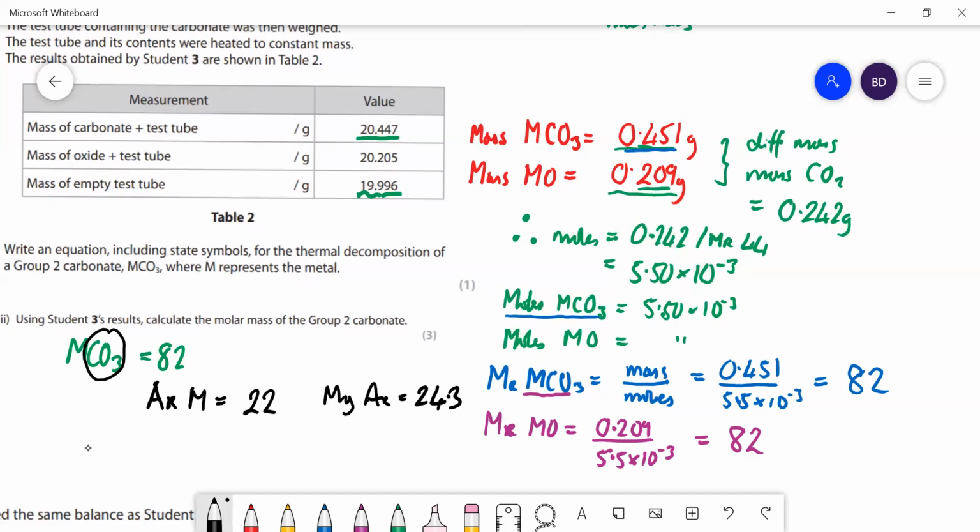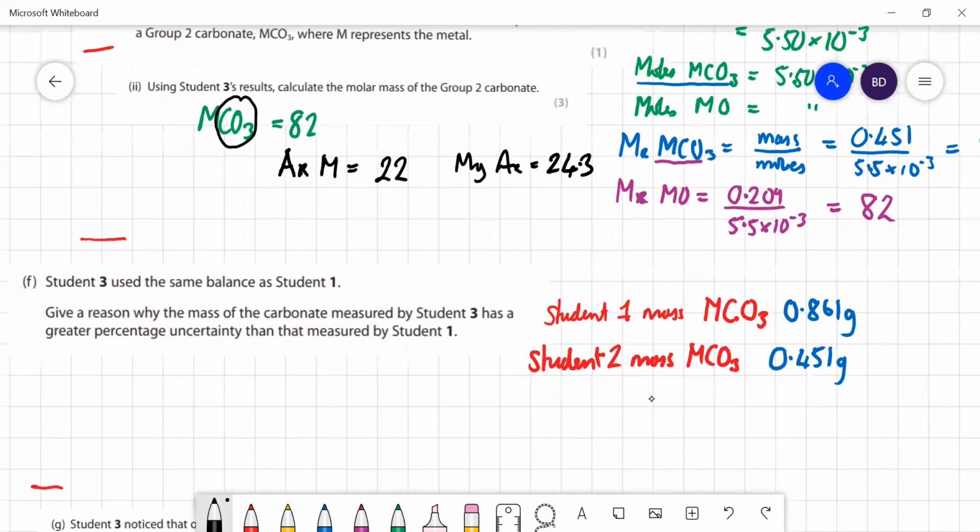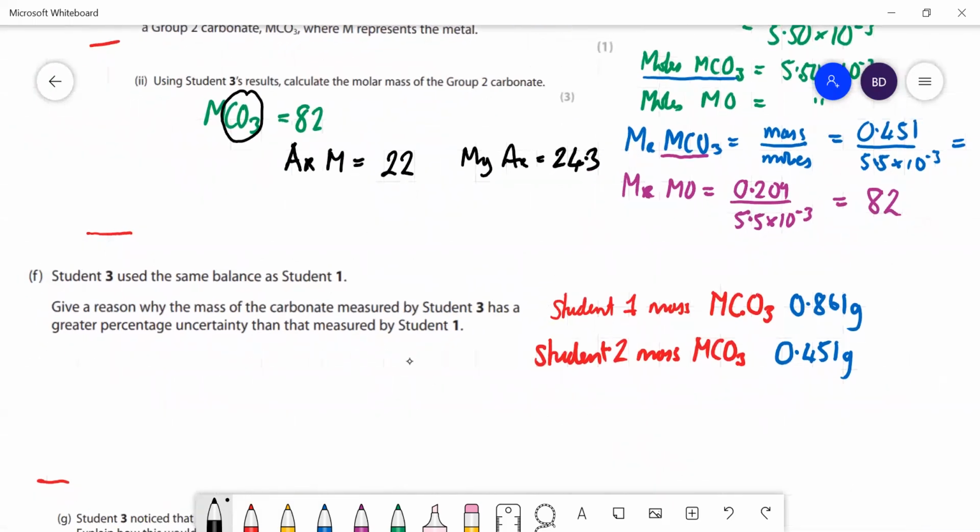Okay, so let's have a look here now. It says, right, student 3 used the same balance as student 1. Give a reason why the mass of the carbonate measured by student 3 has a greater percentage uncertainty than student 1. So student 1's the one who did it with the gas volume, okay? He weighed out that much, he weighed more. Well, let's say that the accuracy of the balance was plus or minus 0.001 gram. So the percentage error for this one is going to be smaller.